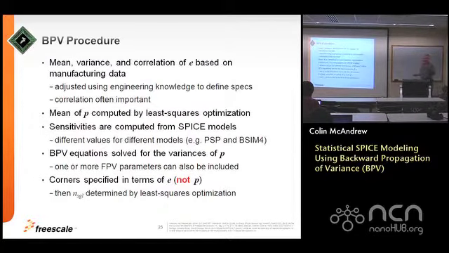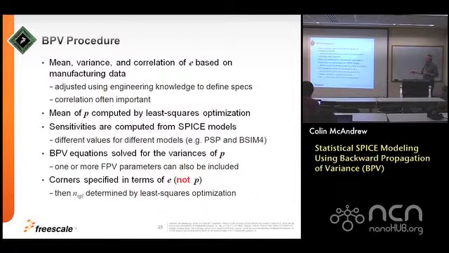So the total procedure for generating the statistical models is then this. So we get the mean, variance and correlation, although I didn't show that there, of the electrical performances from the manufacturing data. Use engineering knowledge to come up to a set of specifications from that. We then use simple least squares optimization to tune the nominal values of the parameters such that we hit the nominal values of the electrical performances.